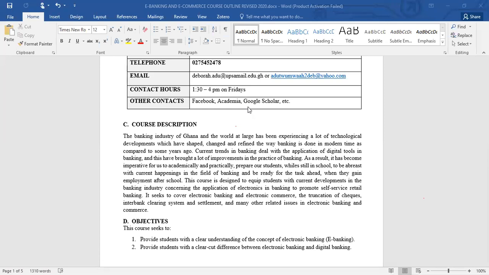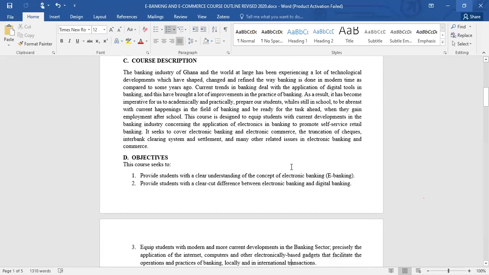So this course is actually combining electronic banking and electronic commerce for you to have the benefit of using technological gadgets or devices to conduct trade, and using technological gadgets or devices as well to conduct banking. So that is what electronic banking and electronic commerce is all about.